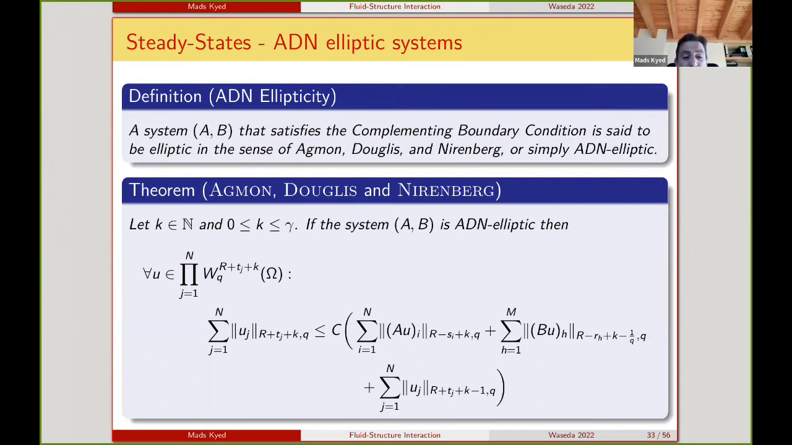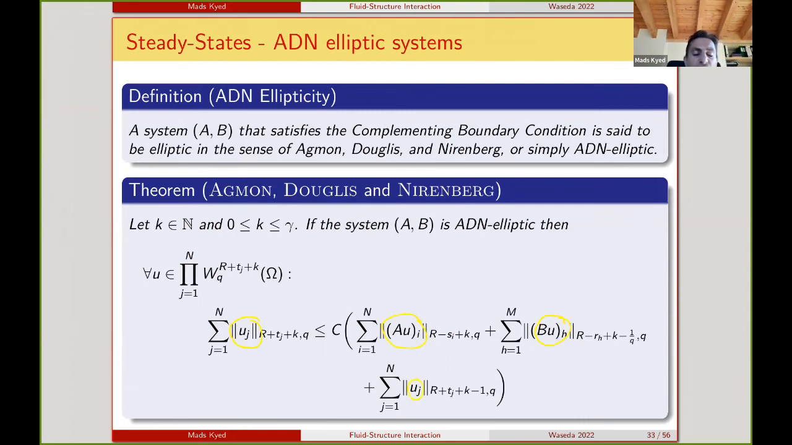So the class of systems that are ADN elliptic is, in fact, precisely the class of systems for which we can show an a priori estimate of the type you see down here. Down here we have a solution U to our elliptic system, estimated in our framework of Sobolev spaces in terms of the data on the right-hand side and the boundary values in corresponding Sobolev spaces, plus a lower order term.